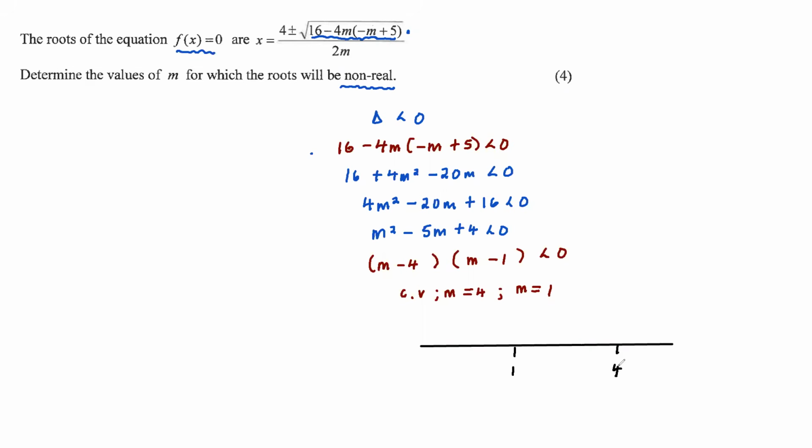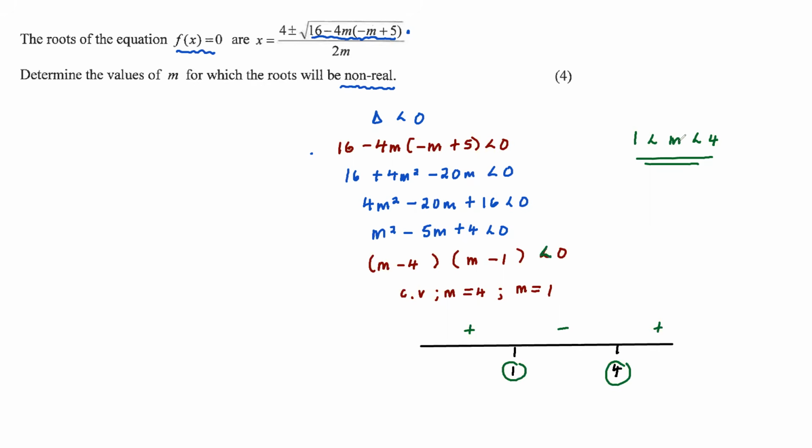Then you test your values to see if they work. Inequalities. Then I think this side should give you positive, this gives you negative, and that gives you positive as well. Eventually, what are you looking for? For less than 0, which is between 1 and 4. Mathematically, 1 is less than m is less than 4. For all values between 1 and 4, the roots are non-real.